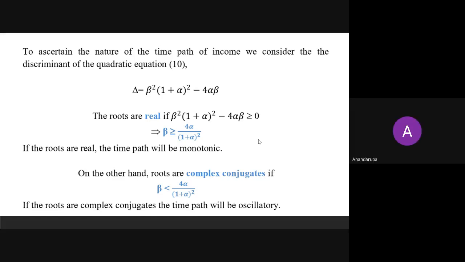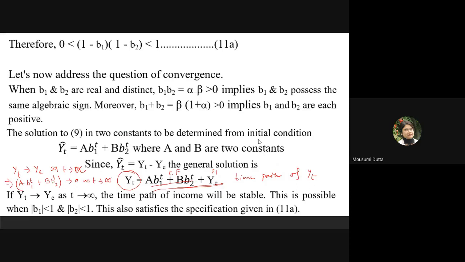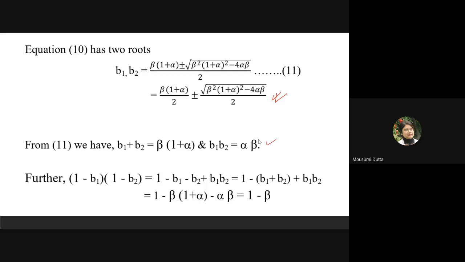Ma'am, I have a question. Yes. Ma'am, for the monotonic and oscillatory part, why did we have to consider the discriminant? Why couldn't we just do it depending on whether b is positive or negative in yt equals a bt plus something? Because here you have two roots. Yes, ma'am. You have two roots. So you have to consider the nature of both the roots at a time, you know.